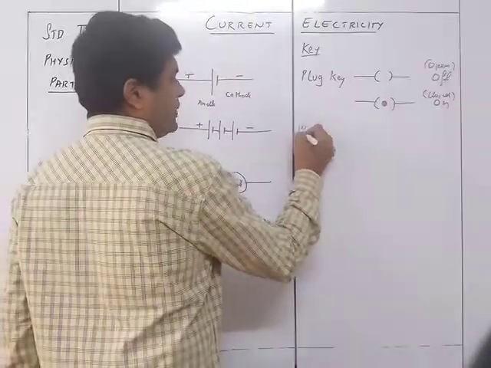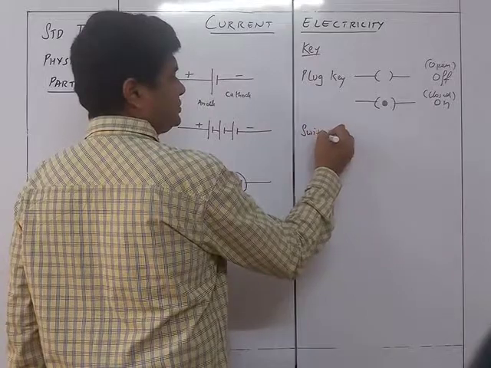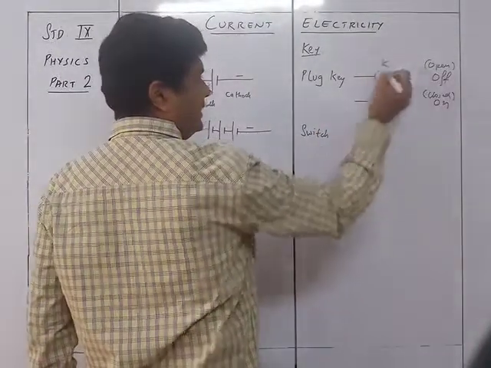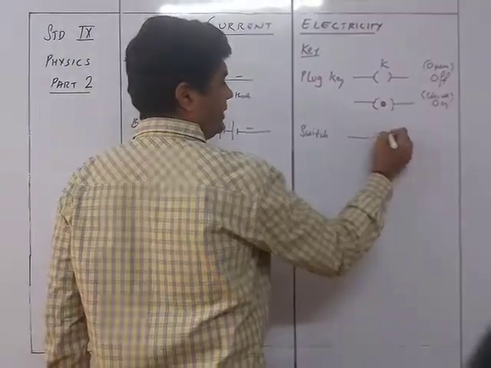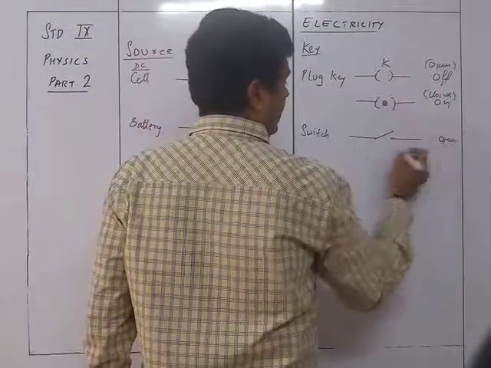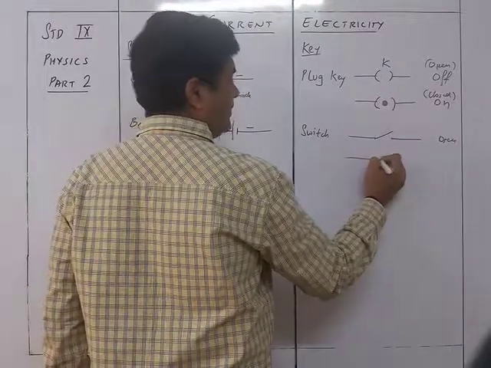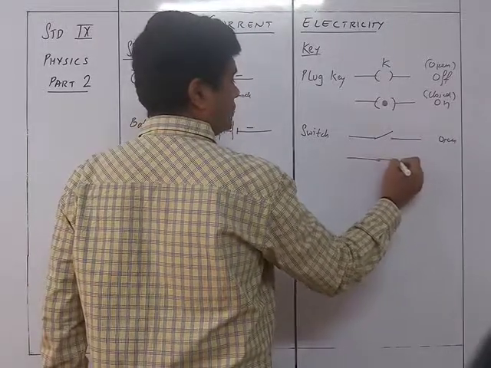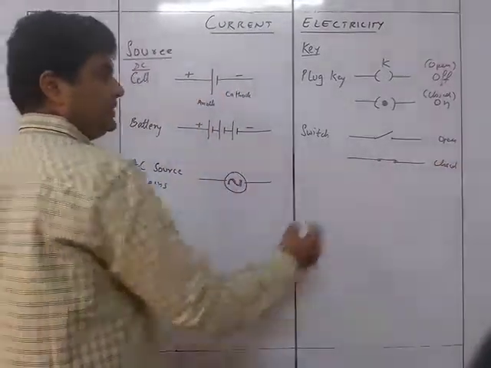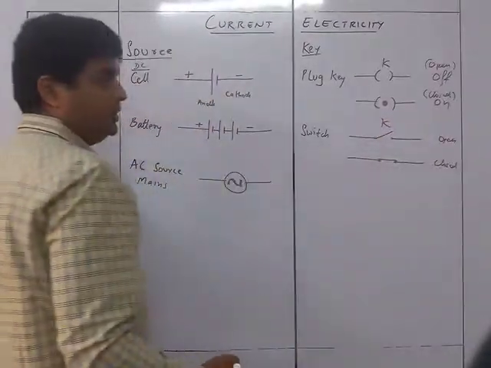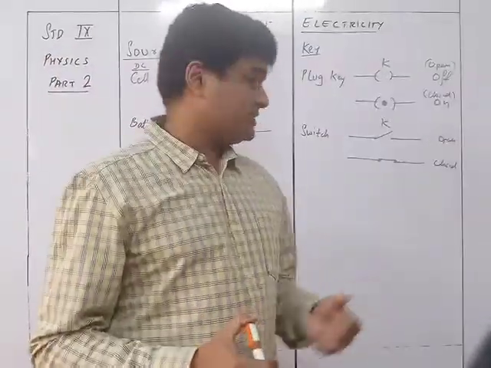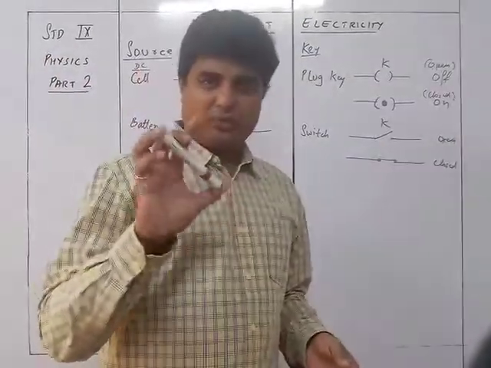The next one will be a switch. A switch will be here. This is also given as K. Now this will be something like this, which is an open one, and if it is a closed one, it will be like this. So this is a closed one. These are also given by the letter K. So this is a normal switch which we all normally use in our houses. These are such kinds of switches, taps.